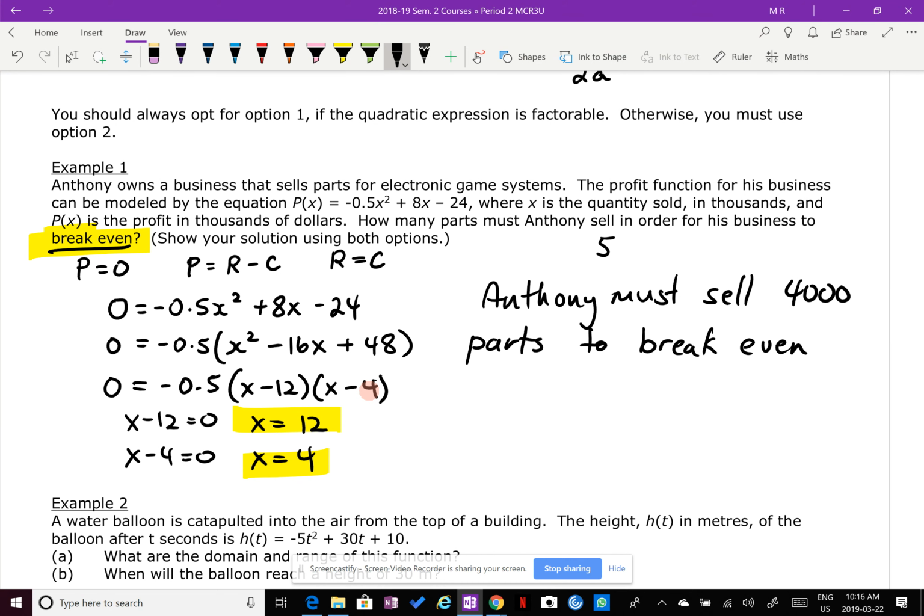Okay, if he sells less than 4,000, if he sells 3,900, he's not going to break even. It costs more to run the business than it is to make money. So at 4,000, he breaks even, and above 4,000, he starts to make profit. Okay, so that was the first example.